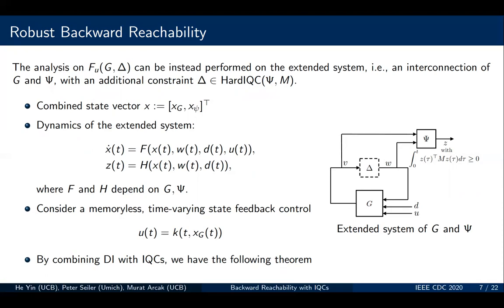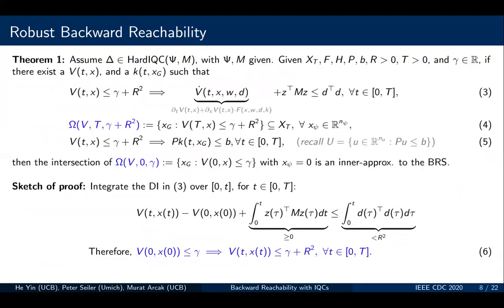By combining dissipation inequality with IQCs, we have the following theorem for backward reachability analysis. We look for a time-varying storage function V and a controller K such that the following conditions hold. Then the intersection of the gamma sublevel set of the storage function at time 0 with the hyperplane xi equal to 0 is an approximation to the backward reachable set.